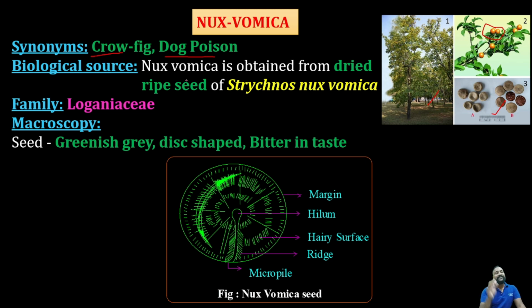Coming to the source of nux vomica, it is obtained from the dried ripened seed of Strychnos nux-vomica, which belongs to the family Loganiaceae, my dear aspirants. I have said many times that pharmacognosy has a very important and interesting aspect: the drugs are interlinked through their synonyms, chemical constituents, chemical tests and uses, and some are related through their family.